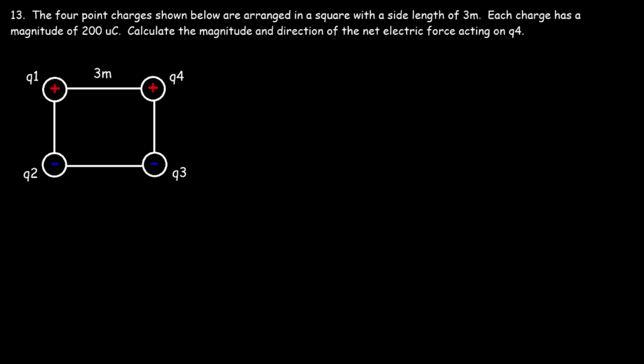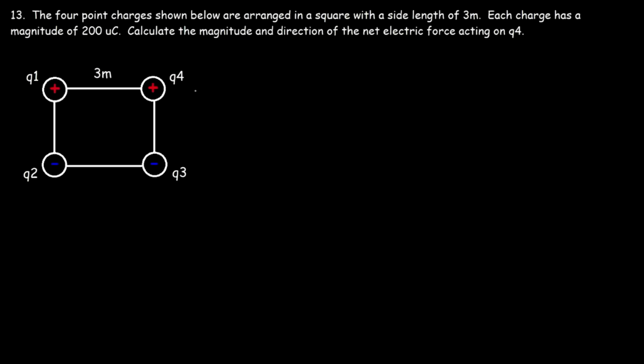Number 13. The 4 point charges shown below are arranged in a square with a side length of 3 meters. Each charge has a magnitude of 200 microcoulombs. Calculate the magnitude and the direction of the net electric force acting on Q4. So first, we need to calculate the force acting on Q4 due to the other 3 point charges.